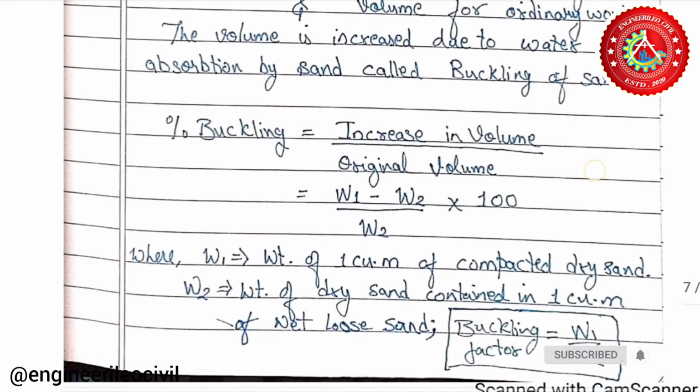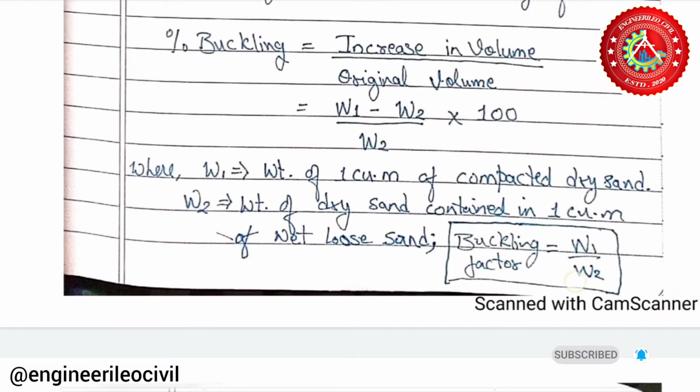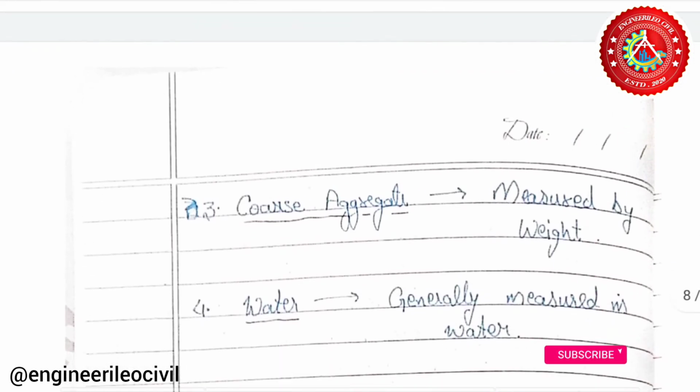Okay, so the next part is the coarse aggregate. There is no problem of bulking. It is measured by volume or weight, but for accuracy or large scale work, it should be measured by weight. And finally water, we know that it is measured in volume, in liters of water.